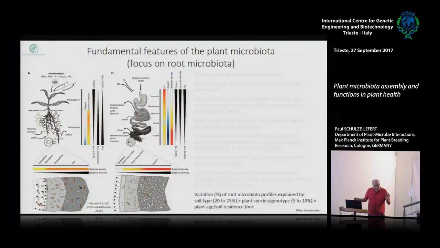And finally, if we look at variation of the communities, if we quantify how different they are, the percent of variation that matters most is soil type. It explains 20 to 25%, because soil is the diet type of plants. If you grow them in an acidic soil, in an alkaline soil, in a marginal soil, nutrient-rich or nutrient-poor soil, very much as our gut microbiota depends on the diet type, the root microbiota is very much dependent on soil type. Plant species and genotype explain 5 to 10% of the variation, and then a little bit plant age and soil residence time.